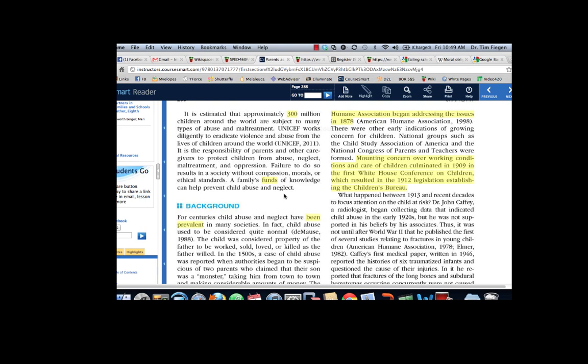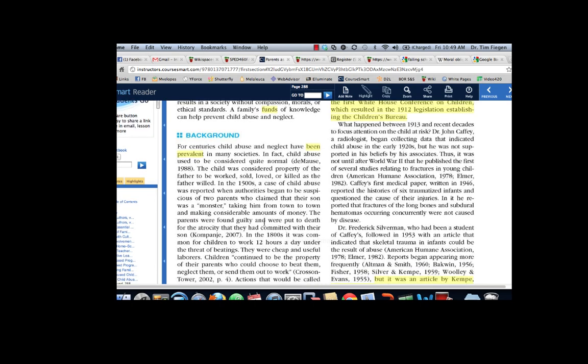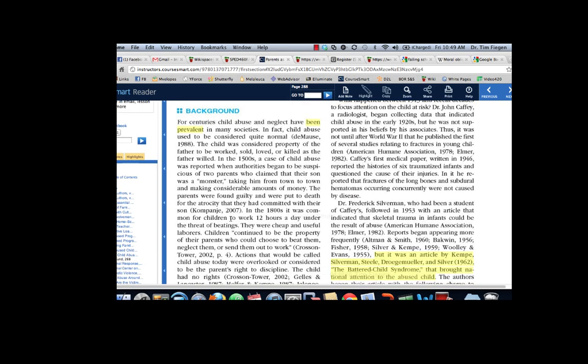And again, this seems such a simple topic, but you're going to find as we talk about this, it's really not. It's not simple. Background: for centuries, abuse has been prevalent in many societies. It goes on to this part here talking about how children were, and in many countries still are, seen as property, as chattel, and they can do what they want. They can be sold, loved, killed, whatever seems needed.